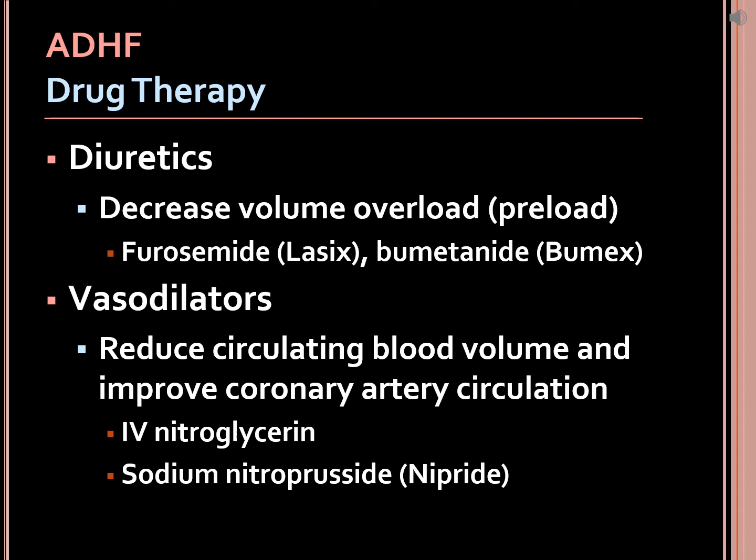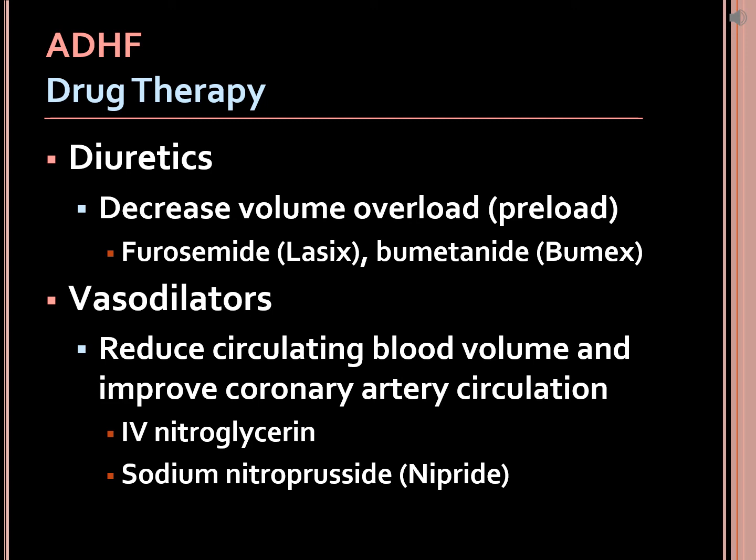Drug therapy for heart failure: the number one therapy that we're going to use is diuretics. It is the hallmark treatment of patients with volume overload and the hallmark treatment for patients with heart failure. The main diuretics that we're going to use are our loop diuretics, and that is furosemide, otherwise known as Lasix, or bumetanide, otherwise known as Bumex.